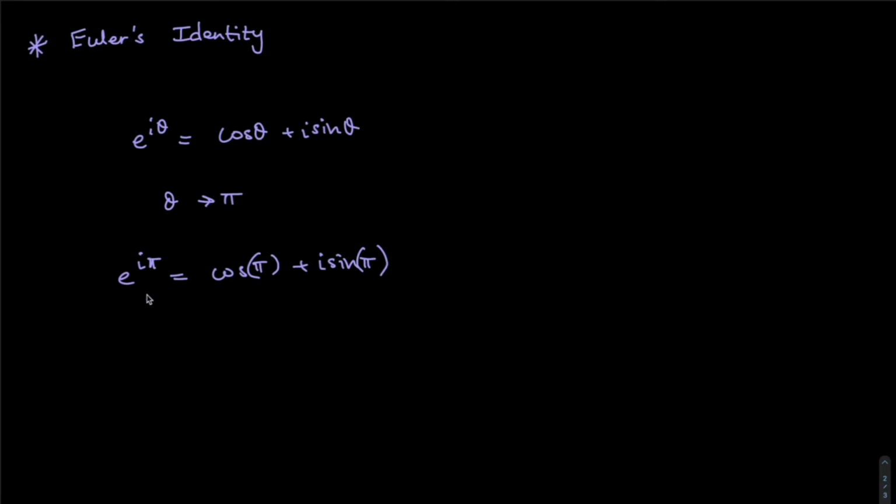Okay, now, I know cosine of pi is -1 and sine of pi is 0, so I can write this as e raised to the power i pi is equal to -1 plus 0. Thus, e raised to the power i pi is equal to -1, or we can say, e raised to the power i pi plus 1 is equal to 0. And this is quite an important result that we have got here.